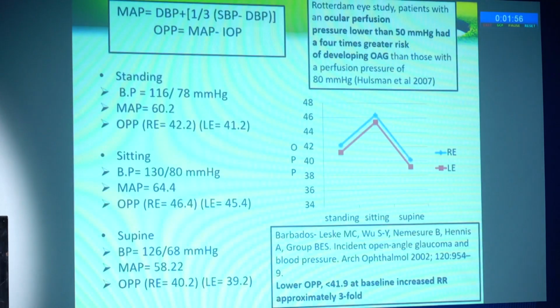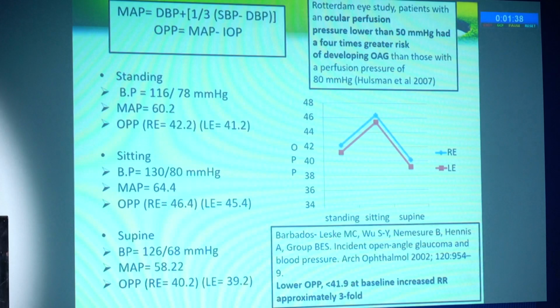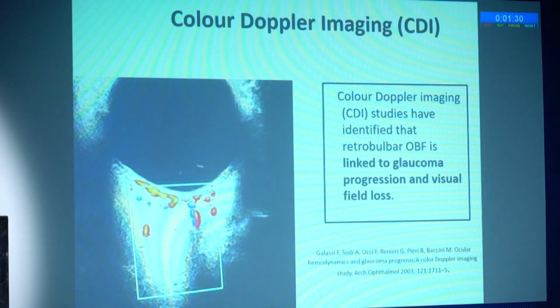So in this slide, we assess the vascular factors. The ocular perfusion pressure was assessed in different postures, and we found that it was significantly less. In the right eye, fluctuating between 40 and 46 millimeters of mercury. In the left eye, between 39 and 45 millimeters of mercury. So various studies, landmark studies like Rotterdam and Barbados, have highlighted the significance of ocular perfusion pressure in open-angle glaucoma.